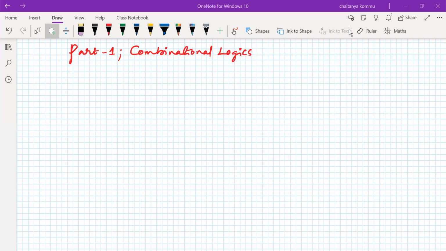So welcome to today's lab. The first part of the syllabus is part number 1, combinational logics. So we have to write a Verilog program for these combinational circuits. We have many combinational circuits in our digital electronics course.